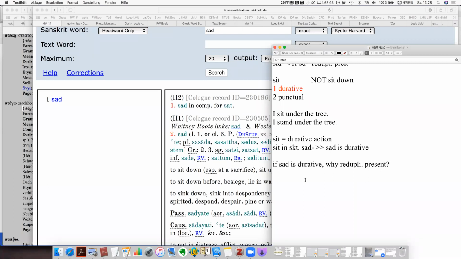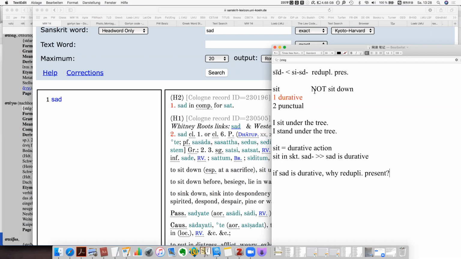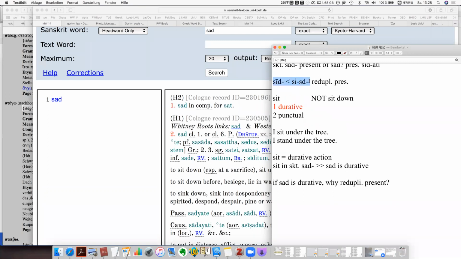大家还记得我之前说过的问题吗？就是持续性的动词，一个动作如果是持续性的，你要构成现在时的话，就直接可以用这个词根，对不对？OK。但是为什么这里 Sanskrit is a durative, is a reduplicated present? So where is the problem?